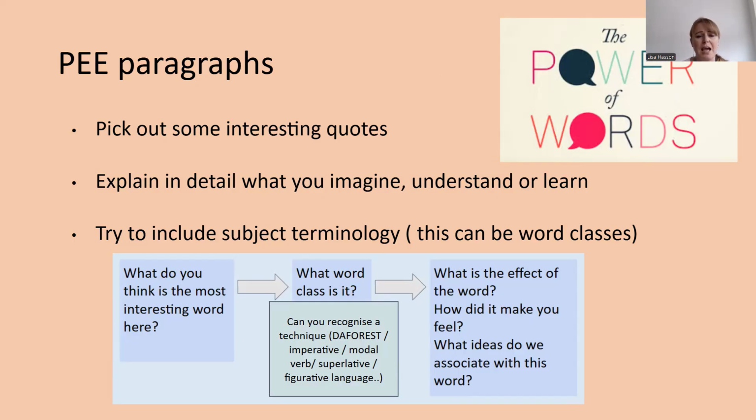So have a look at the text. What do you think is the most interesting word here? What word class is it? So is it a verb? Is it an adjective? Just naming those things is language analysis. Can you recognize a technique that the writer has used? I've mentioned deforest before, or maybe it might be an imperative, a bossy verb that's telling you to do something if it's writing to instruct or advise. Or there might be a modal verb that's present, a should, a could, a might, which is gently advising. Or it might be a superlative, best, greatest.